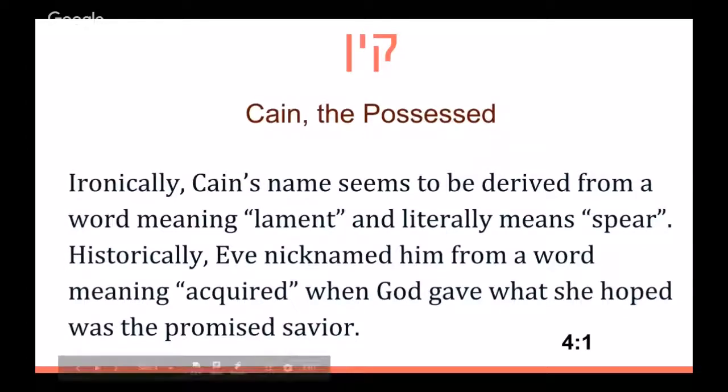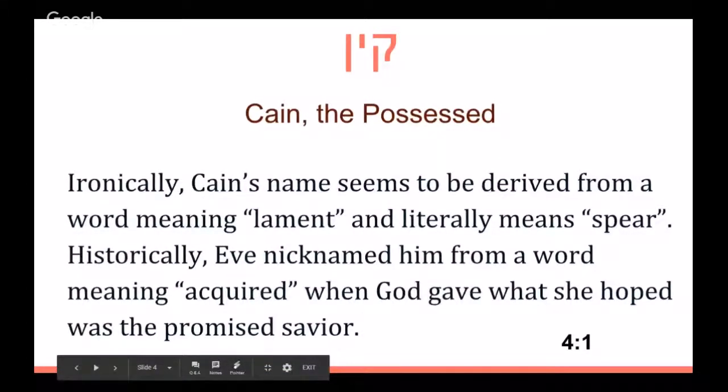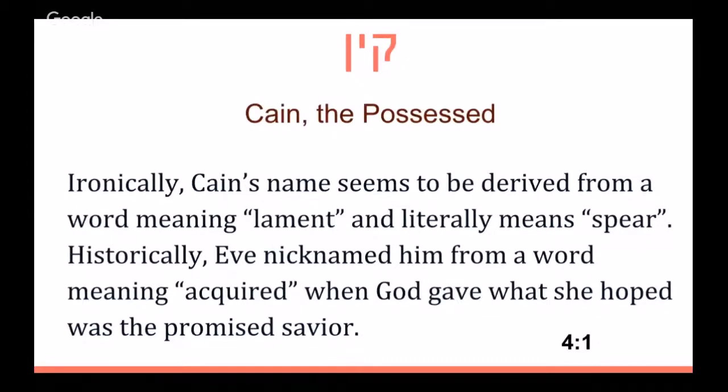Eve remembers the curse of the serpent and the implied promise of the Savior, declaring him Cain, which, like Adam said, probably should have been Kana for possession, because that's what the record tells us, that Cain was acquired of the Lord.